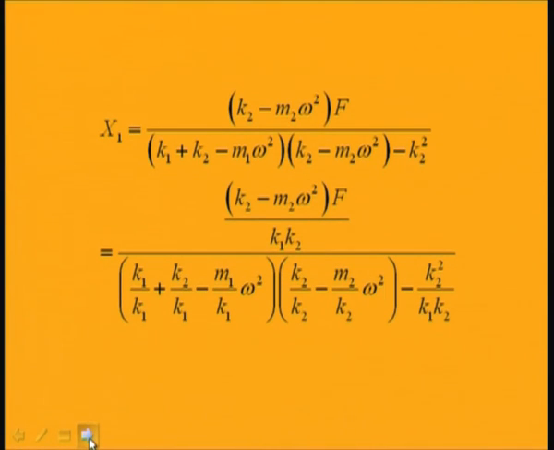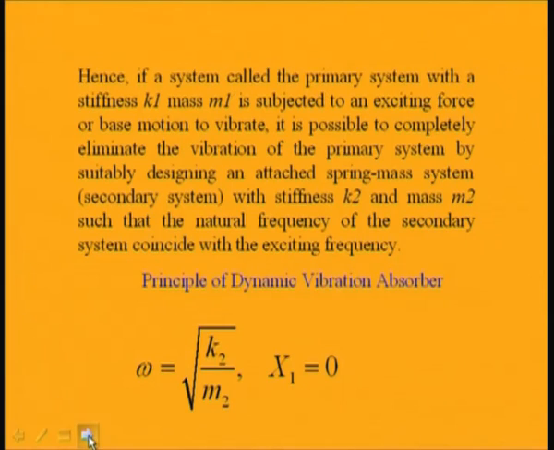Already we have written x1 equal to k2 minus m2 omega square, times f, by z omega, which can be written as k1 plus k2 minus m1 omega square, into k2 minus m2 omega square, minus k2 square. If I divide by k1 k2, I can simplify this expression in this form. And already I told you about the principle of the vibration absorber. To absorb the vibration of a primary system, we have to add a secondary system in such a way that the external frequency square will become k2 by m2, where k2 and m2 are the stiffness and mass of the secondary system.